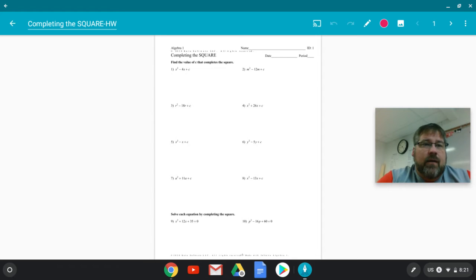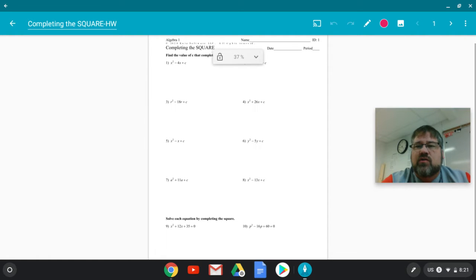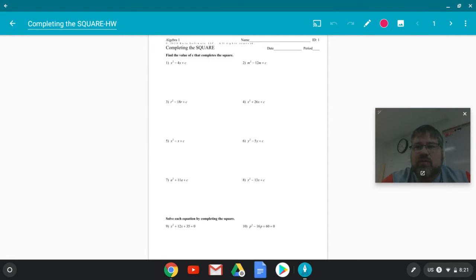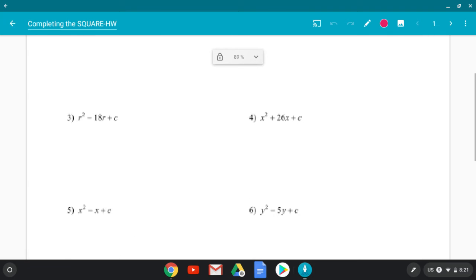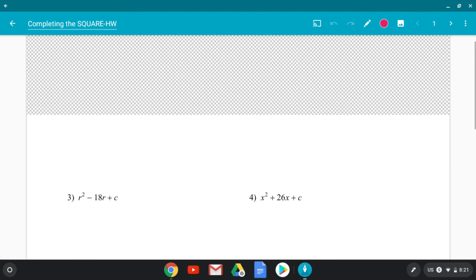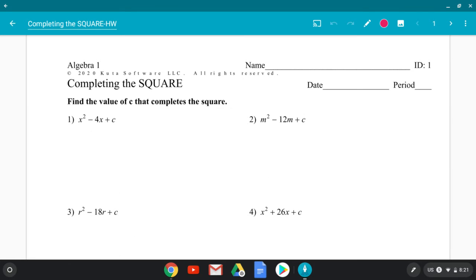All right, today we're going to continue learning about completing the square. I've given each of you this document or paper. We're going to do the evens together, and then we'll allow you to do the odds for homework. So let's get into it. Let's continue to talk about completing the square.